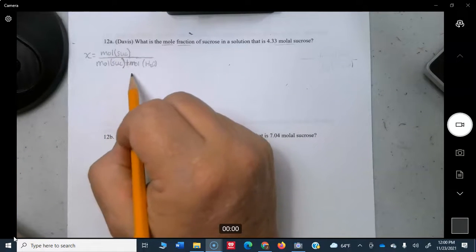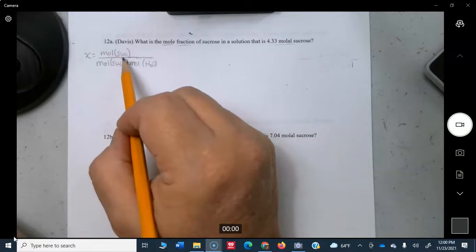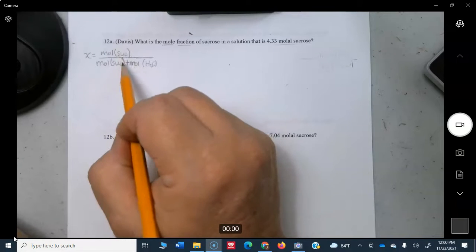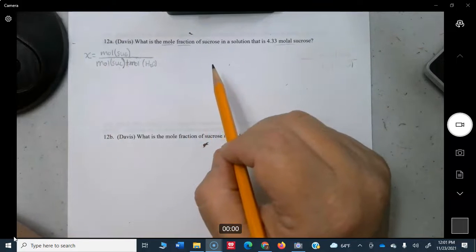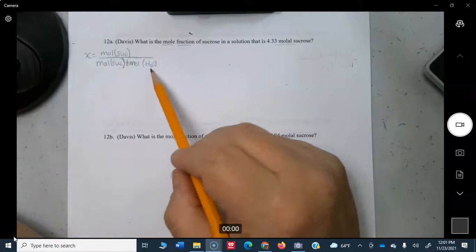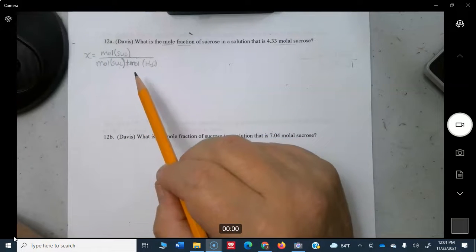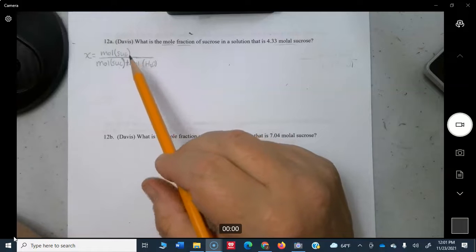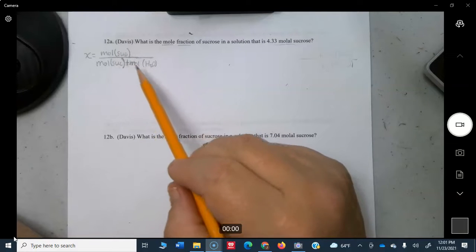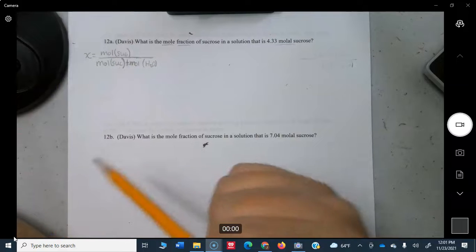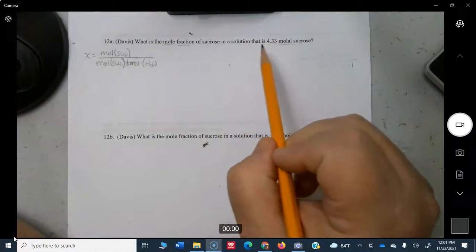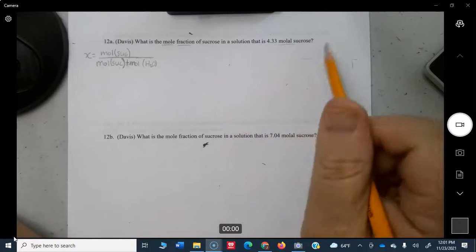I generally abbreviate sucrose. It's got a formula C6H12O6. That's too long for me to write, so I just abbreviated SUC for sucrose. So everything is on the bottom and the sucrose is at the top. A mole fraction is dimensionless because all the units, moles, cancel out, so it's just a number. So now what you're going to start with is 4.33 molal of sucrose.